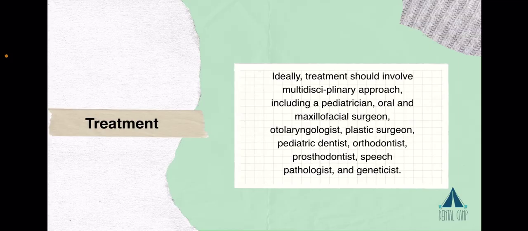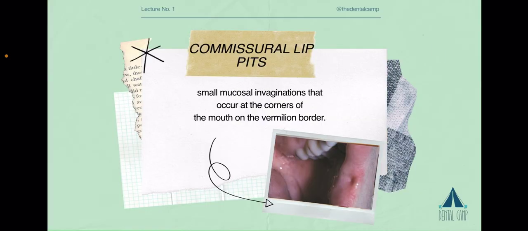Treatment: the ideal treatment should involve a multidisciplinary approach. Second, we're going to talk about commissural lip pits. These are small mucosal invaginations that occur at the corner of the mouth on the vermilion border, seen more often in males than in females.